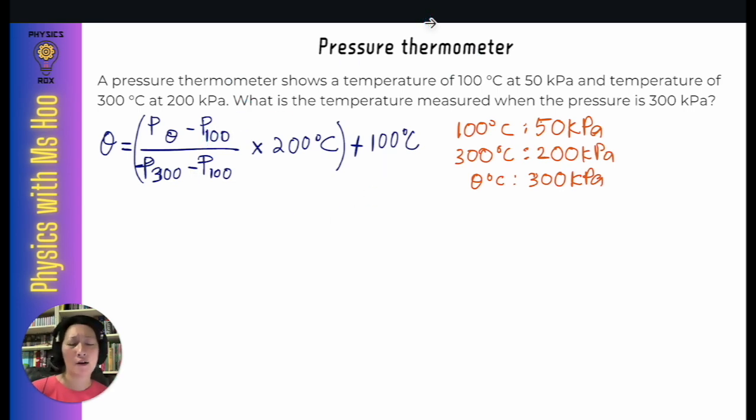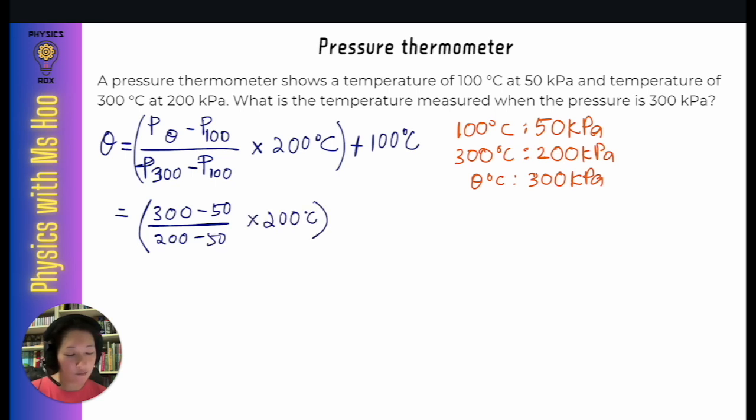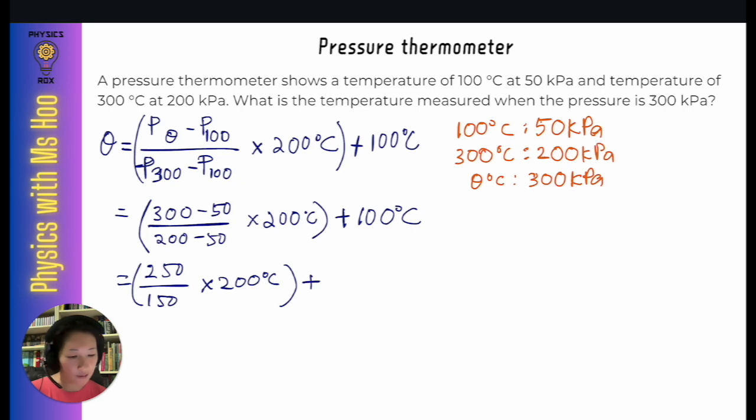Come, let me show you how this works. So now that we have this formula, let's substitute the values in. So P theta is the pressure at theta, so that's 300 kilopascals. P100 is 50. P300 is 200. And again, we're going to minus this with 50. We're going to multiply this with 200 degrees Celsius, and the overall must be added with 100. So solving this, we will get 250 divided by 150 times 200 degrees Celsius. We'll add this with 100.